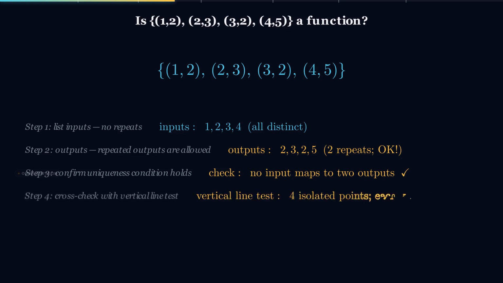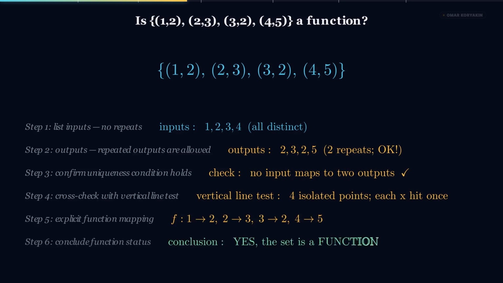coordinate plane. Step 4. Apply the vertical line test as a cross-check. Plot the 4 points on the coordinate plane: (1, 2), (2, 3), (3, 2), (4, 5). Draw vertical lines at x equals 1, 2, 3, and 4. Each vertical line passes through exactly one of the 4 points. Vertical line test passes, confirming the set is a function. So the set is a function.